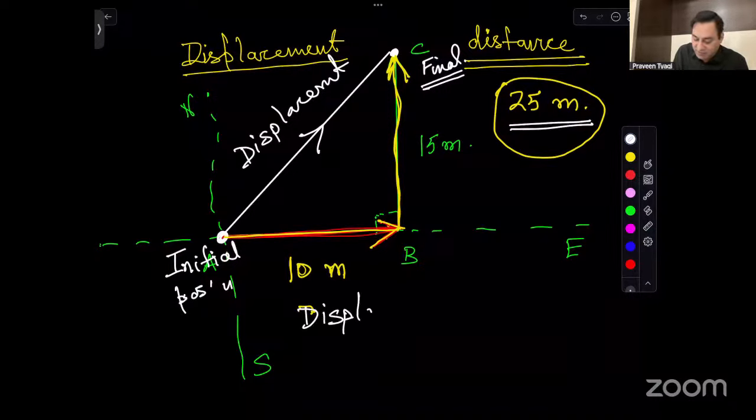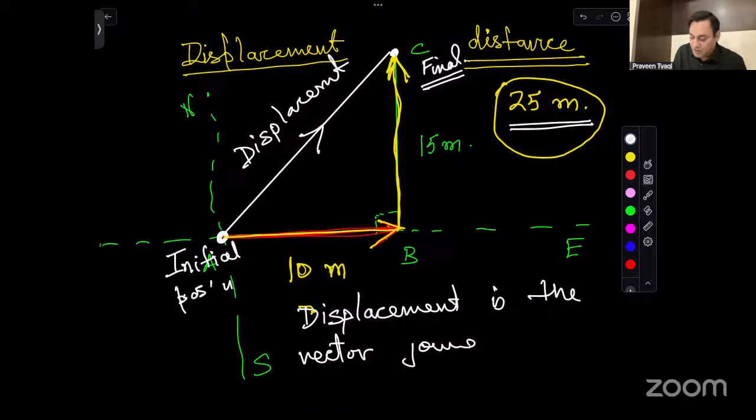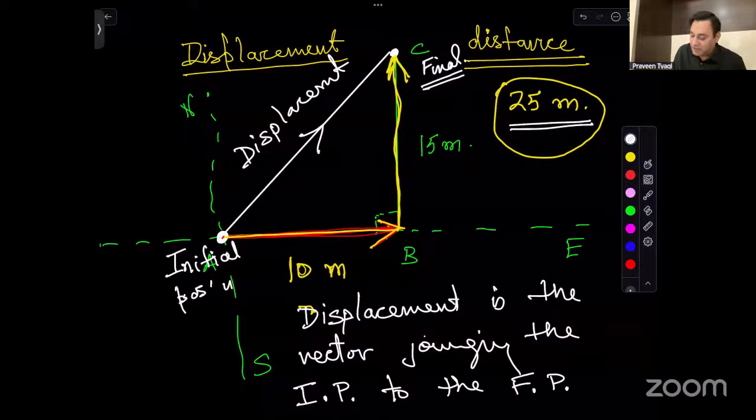Displacement is the vector joining the initial position to the final position. Please write it down. This is called displacement. Now I will draw this vector. I have drawn this vector with a white arrow, and that is called displacement.